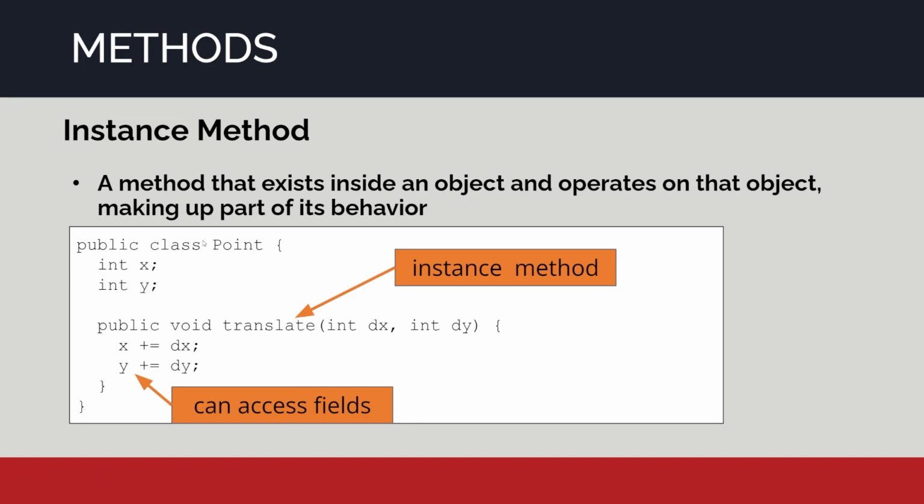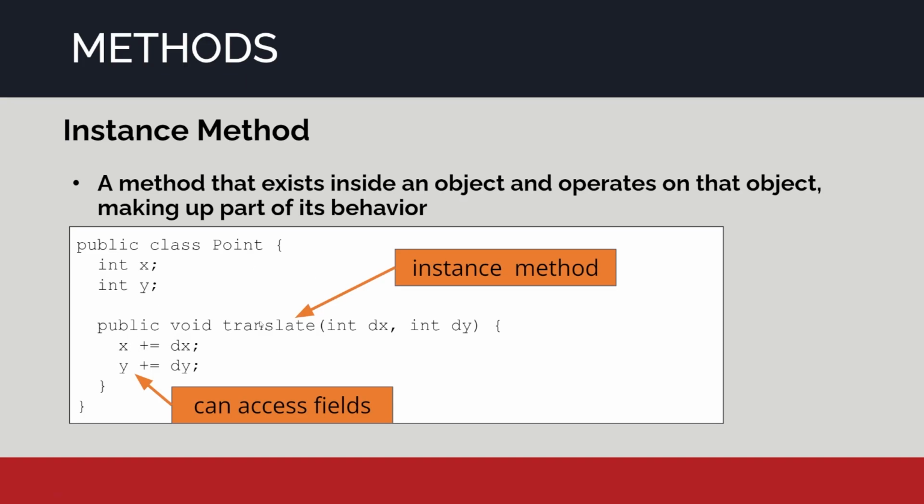In this case, I've expanded my definition for the Point class and added this translate method. You can think of translate as moving a point on a coordinate system, and it takes as its parameters dx and dy, like delta x and delta y. We adjust the x position by delta x and the y position by delta y. That's what the plus equals does: it adds dx to x and reassigns it to x.